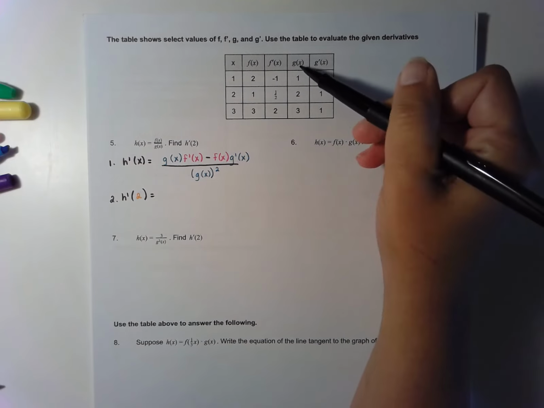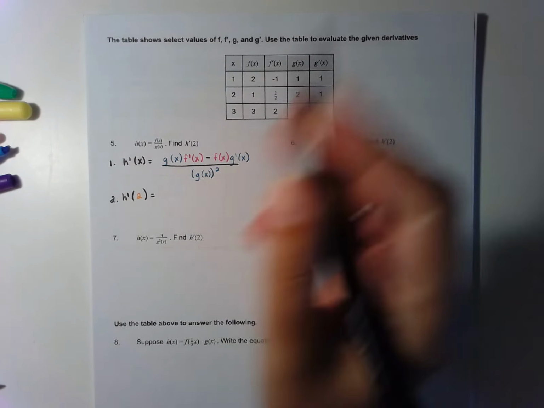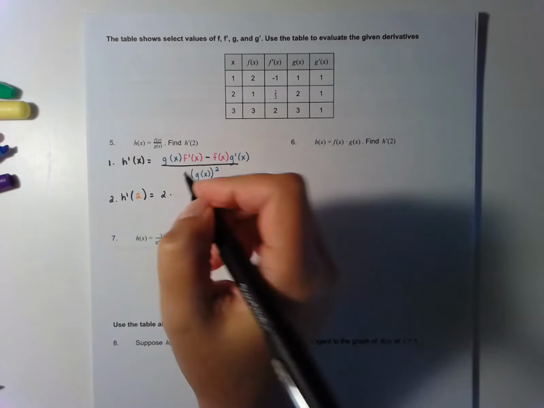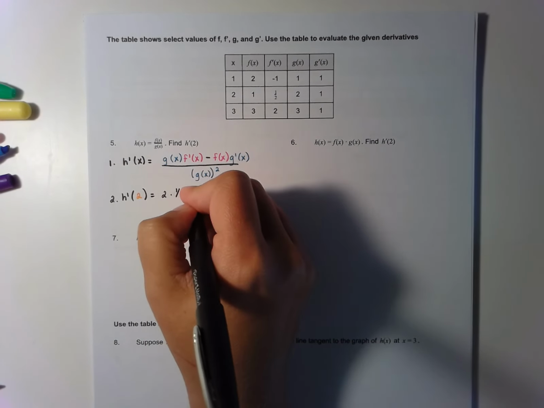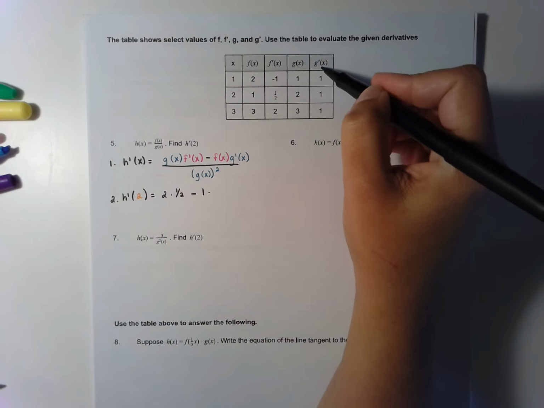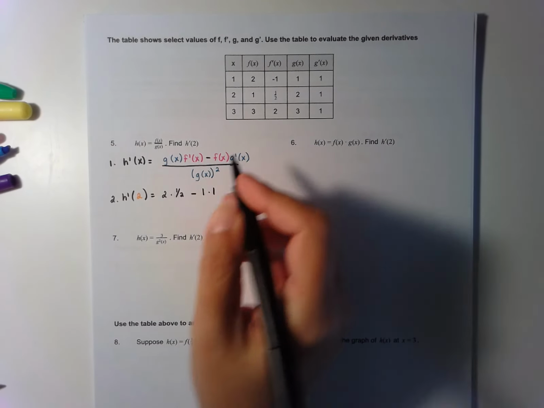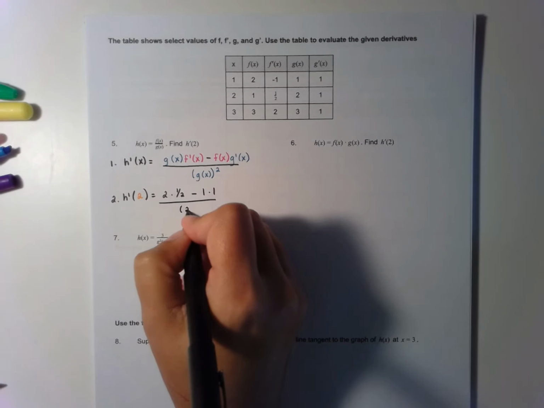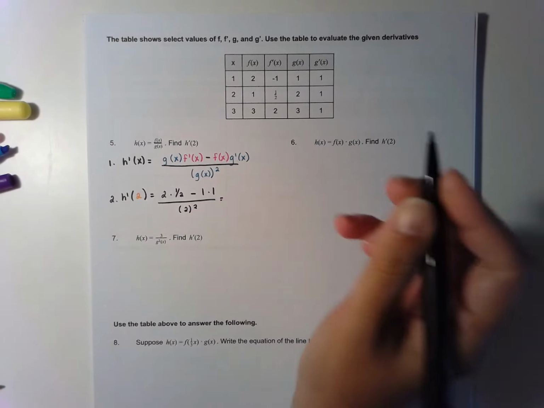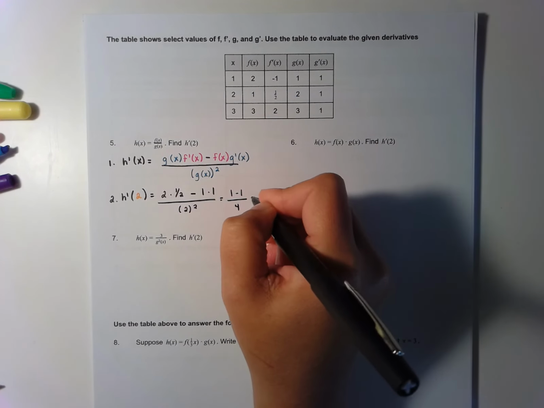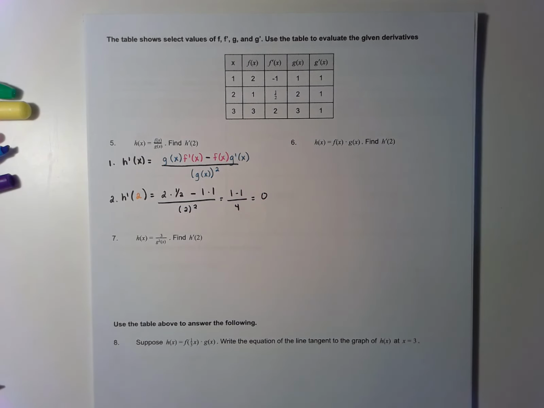first we're going to do g of 2. So g of 2 would be 2 times f prime of 2 would be 1/2, minus f of 2 would be 1, and g prime of 2 would be 1, and g of 2 would be 2. Which means 2 times 1/2 is 1, minus 1 divided by 4, which just gives me 0 as my final answer.